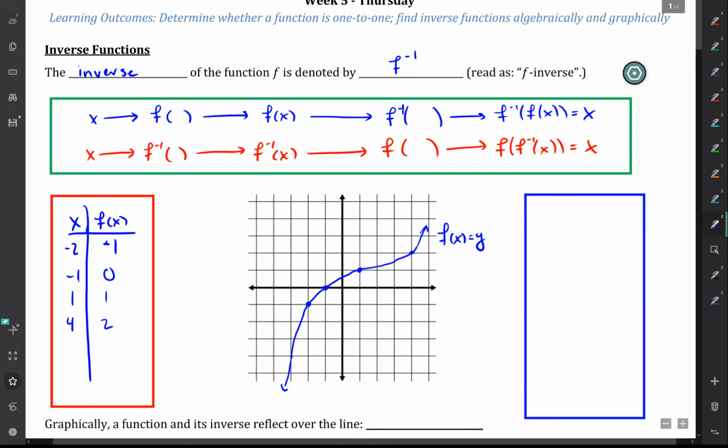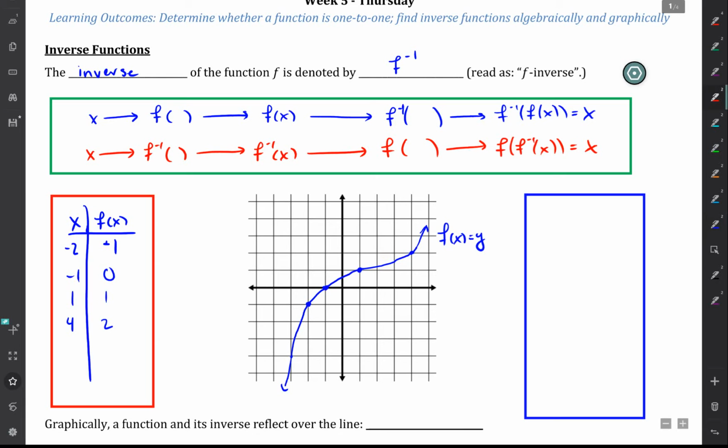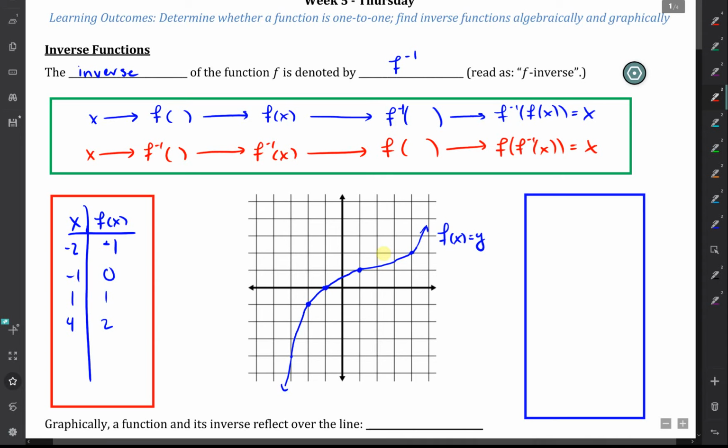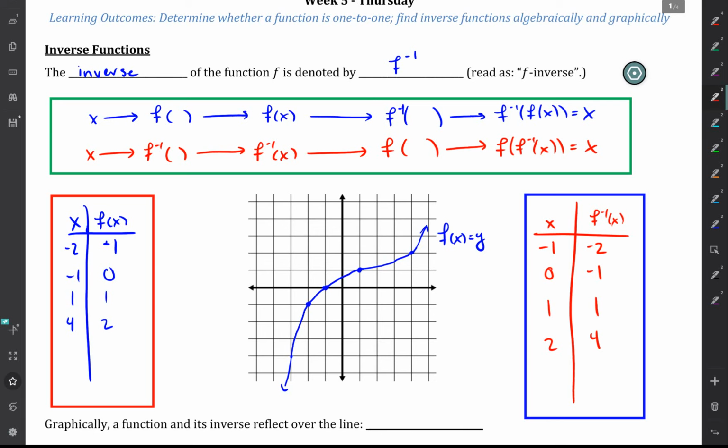And then I want to draw f inverse. I'm going to make another table over here. So if I stick in -1 for x, f inverse will give me -2. So I'm switching the places of the x and y coordinates here. And if I stick in 0, I'll get -1, and if I stick in 1, I'll get 1, and if I stick in 2, I get 4.